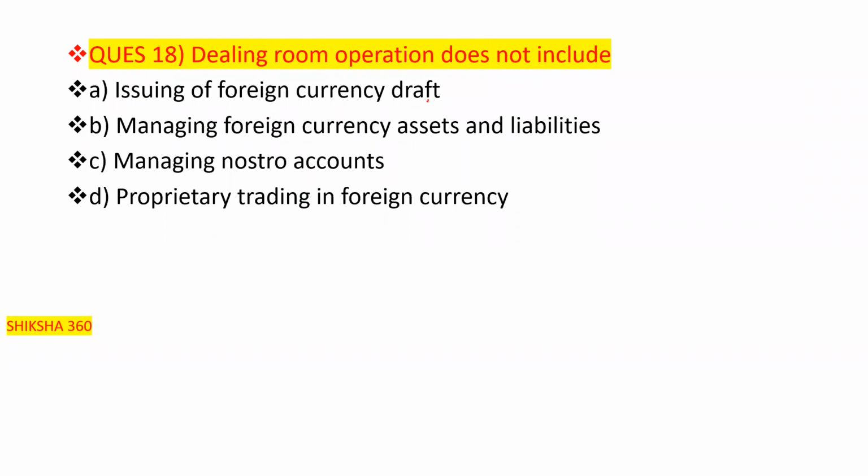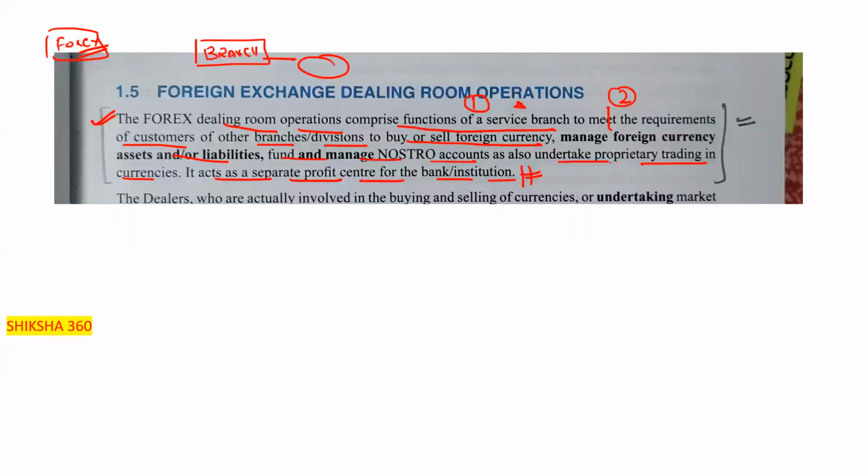Issuing of foreign currency drafts, managing foreign currency assets and liabilities, managing nostro accounts, or proprietary trading in foreign currency. So what does it not include? We have discussed that managing foreign currency assets and liabilities is included, managing nostro accounts is also included, and proprietary trading in foreign currency is also included here.